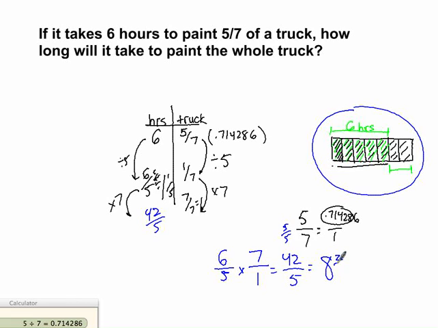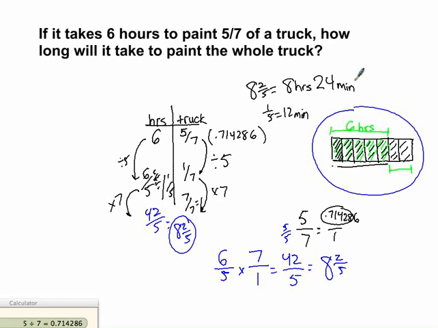And we would have 2/5 remaining. So our final answer could be 8 2/5 hours to paint the whole truck. But once again, for many problems, I might ask for hours and minutes. So 8 2/5 hours equals, well, how many minutes? Well, you would need to know there's 60 minutes, so 1/5 of an hour is 12 minutes. So we're talking about 2/5, so that's 8 hours, 24 minutes. And that would be the final answer for this problem.